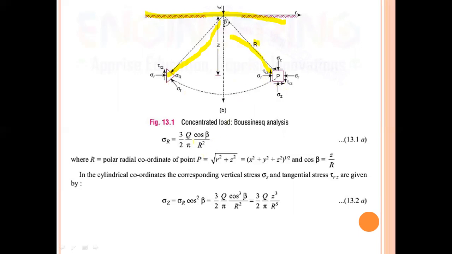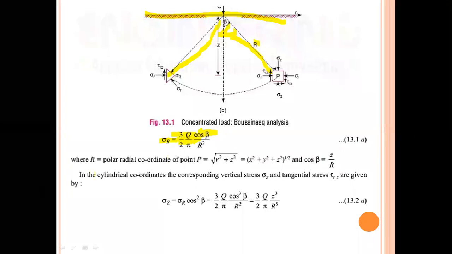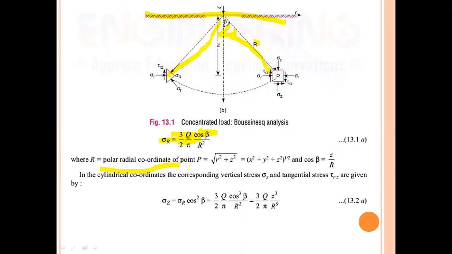Then finally sigma r equals 3 by 2 pi, Q into cos beta divided by r square. Here the radial stress acts along the radius, inclined at angle beta. So sigma r equals 3 by 2 pi, Q cos beta by r square, where r is the polar radial coordinate of the point P. Then r equals root of r square plus z square, that is, x square plus y square plus z square whole power 1 by 2, and cos beta equals z by r.